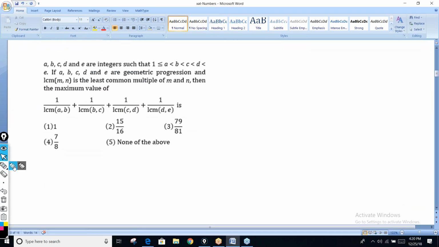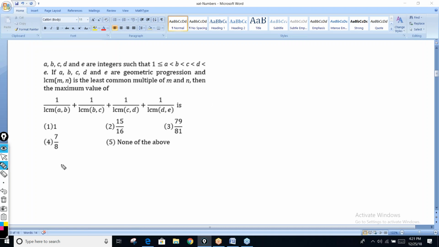Now it says A, B, C, D, E are integers such that A is equal to 1 or greater than 1, B is greater than A, C is greater than B, and so on. A, B, C, D, E are in geometric progression, and LCM is the least common multiple of M and N. Then the maximum value of 1 upon LCM, 1 upon LCM, 1 upon LCM, and so on.